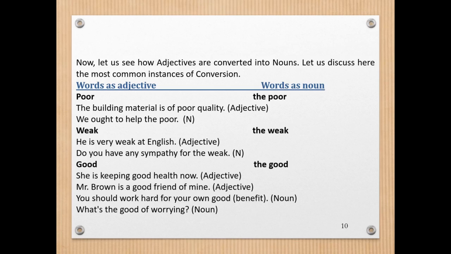What's the good of worrying? What's the point of worrying? Means you cannot change the situation. Since you cannot change the situation, so what do we say? What's the good of worrying? What's the point of worrying? There's no good of worrying. Please don't worry. Please don't bother. What's the good of worrying? So you can use the word good as a noun also.